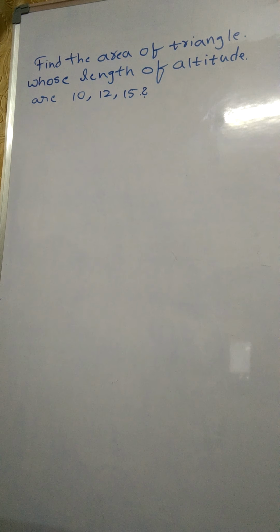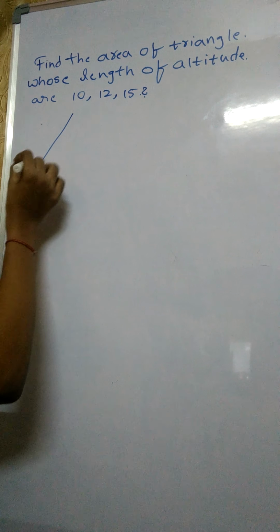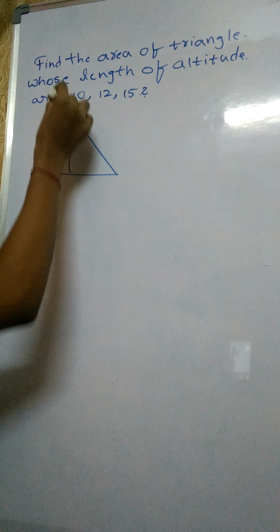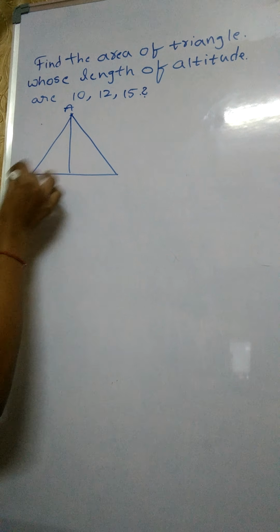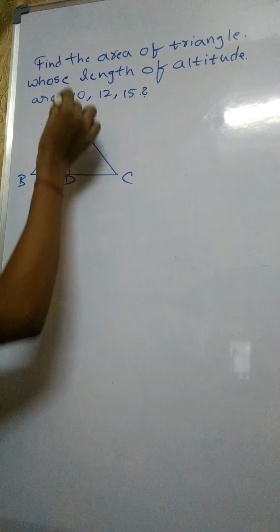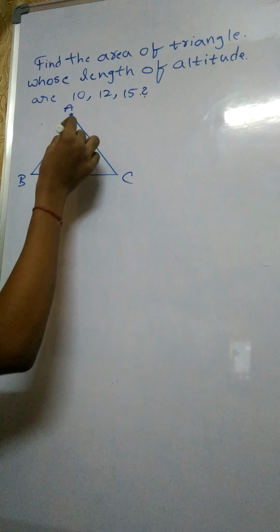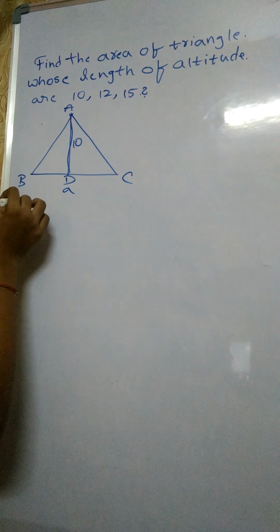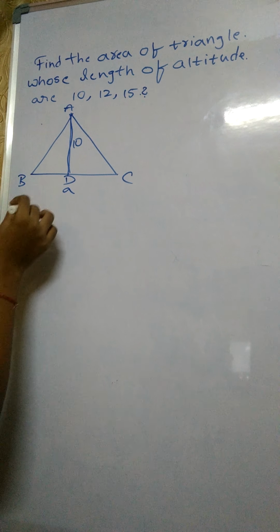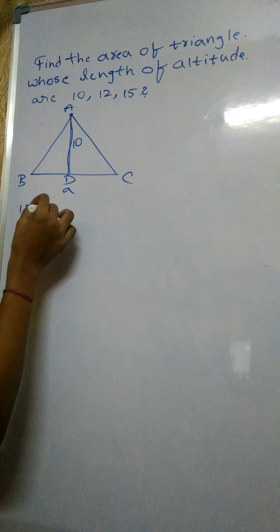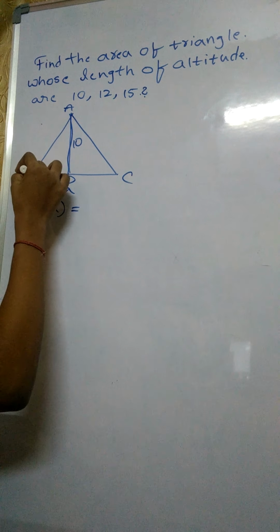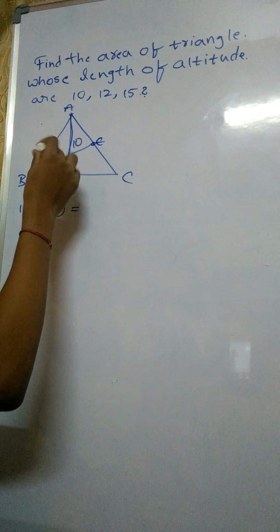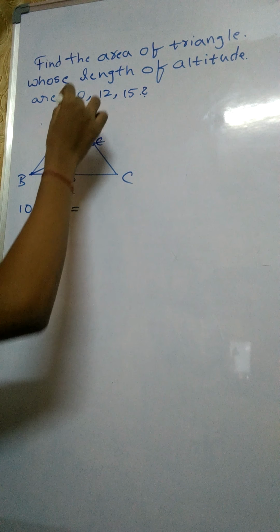Now we'll apply a theorem. See, this is the triangle. This is the altitude AD. Length of AD is 10, drawn onto BC. Length of BC is a. Length of altitude into length of BC, that is 10 into a, is equal to BE drawn onto AC, length 12. Length of AC is let b.